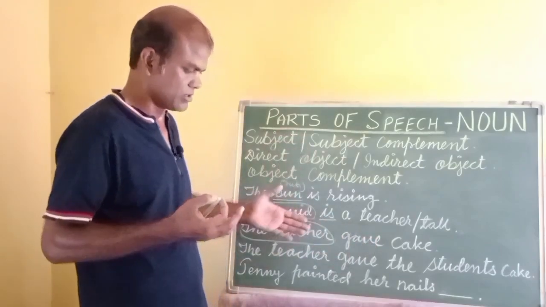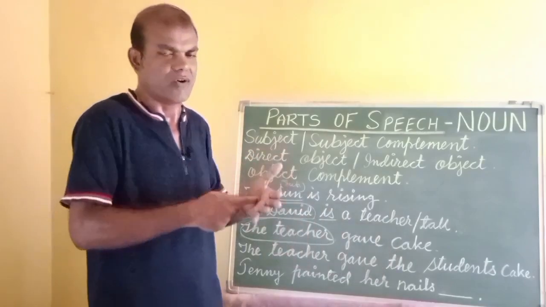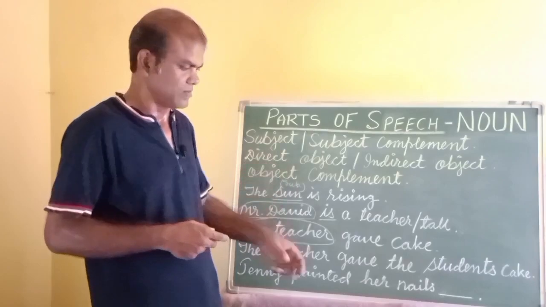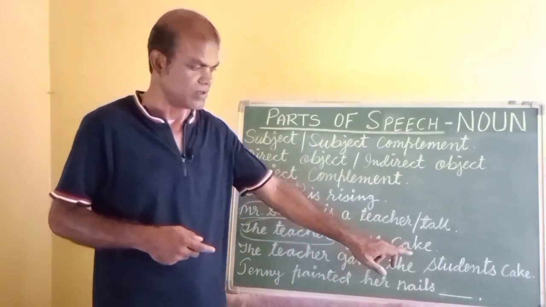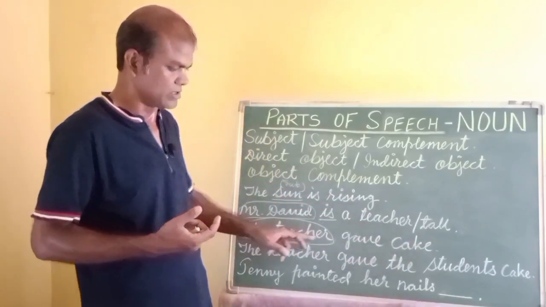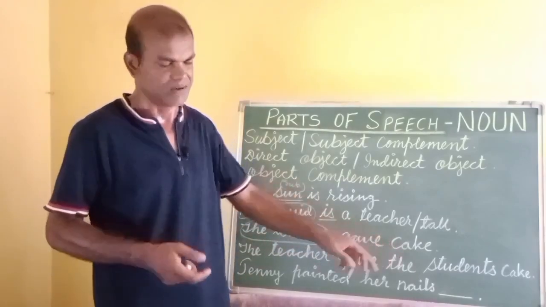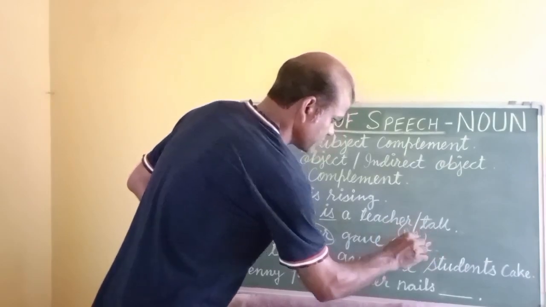Now the teacher gave what? Cake. So the question is what and who, which the direct object answers. Now in this sentence, the question is what and the direct object is cake. The answer is cake. The teacher gave cake. What did the teacher give? The teacher gave cake.